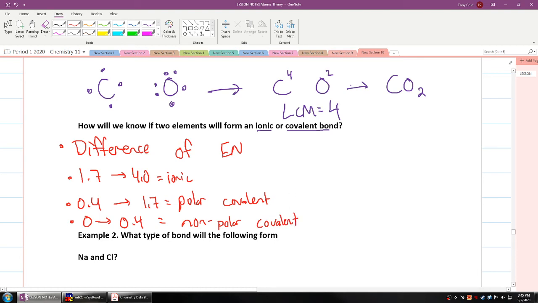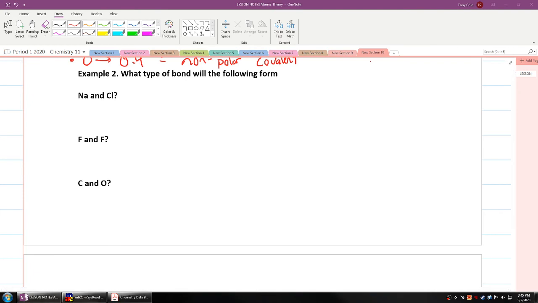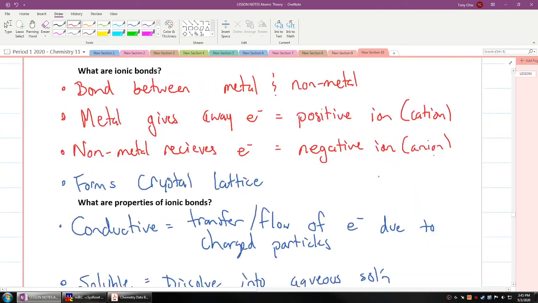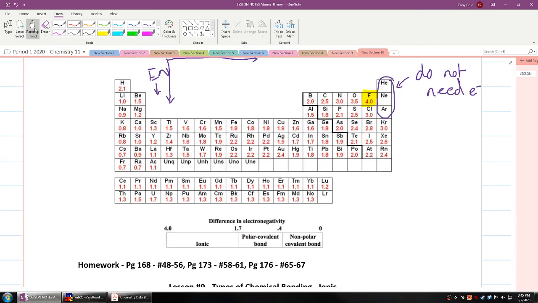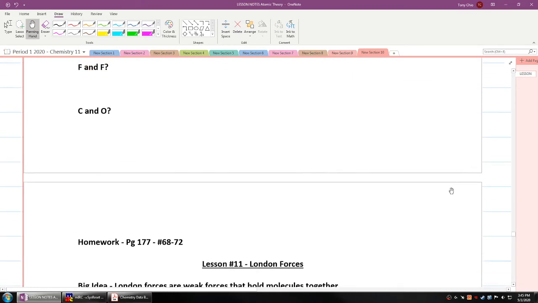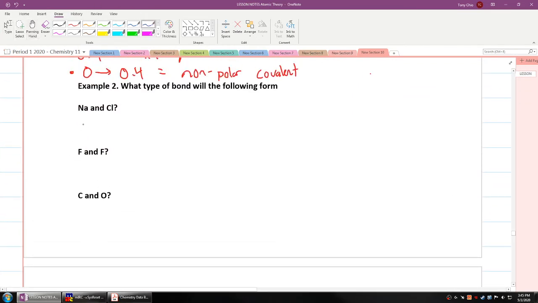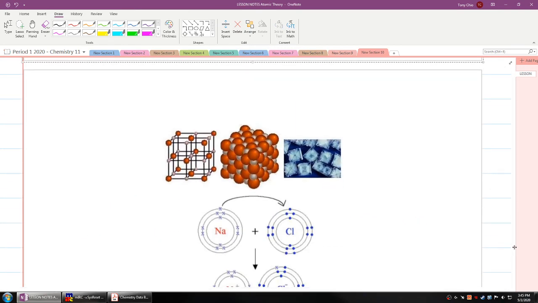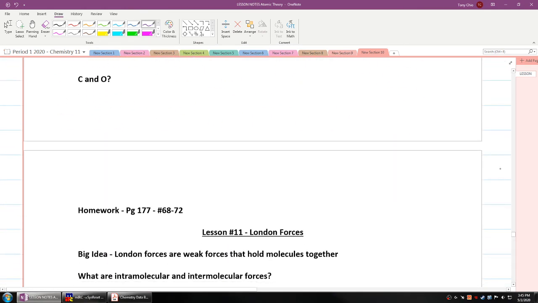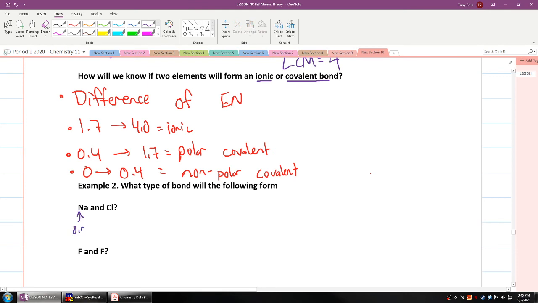Okay, so what does it look like? Well, if you look at this example here, sodium and chlorine. The electronegativity table is on a previous page. What you can do is you can print this out. I'll just flip to it up to the top. You see sodium is 0.9, chlorine is 3.0. So let's write this out first. Sodium is 0.9, chlorine is 3.0. 3.0 take away 0.9 is equal to 2.1. This is an ionic bond.